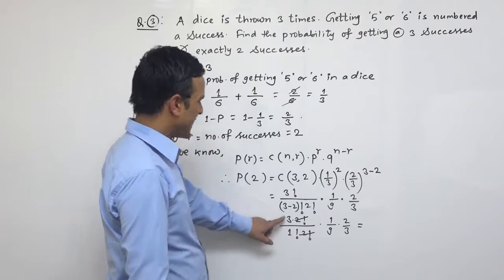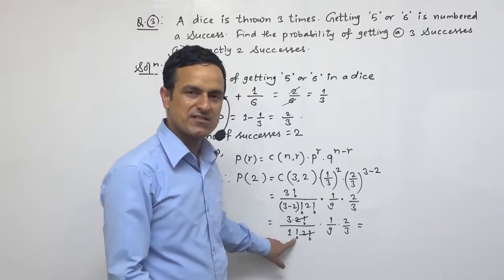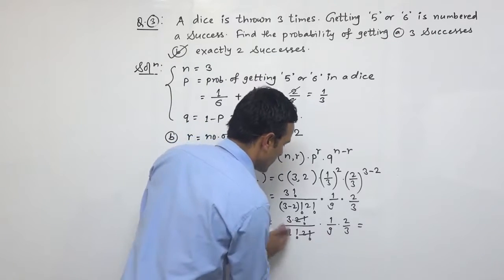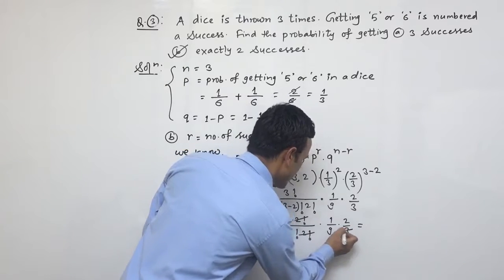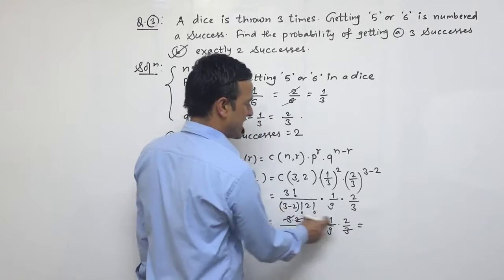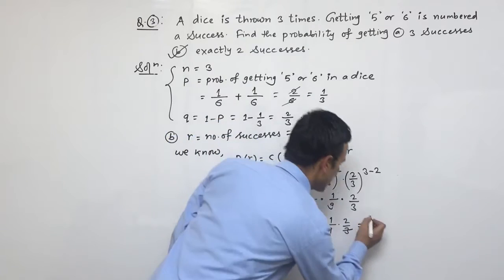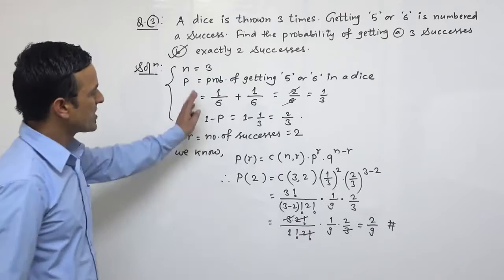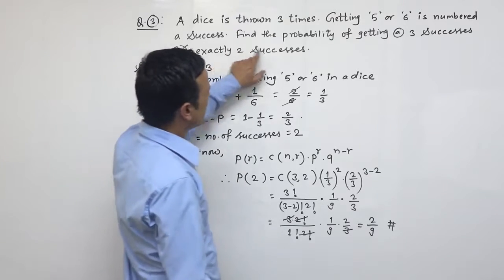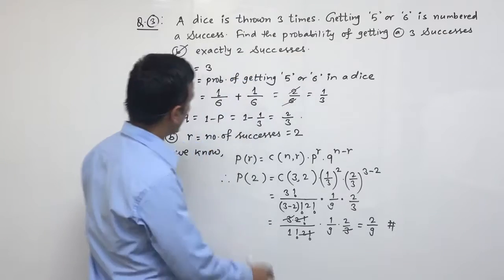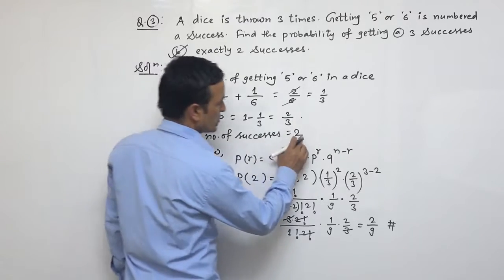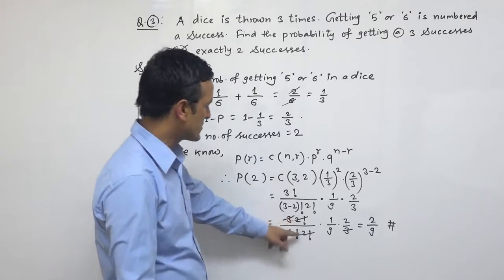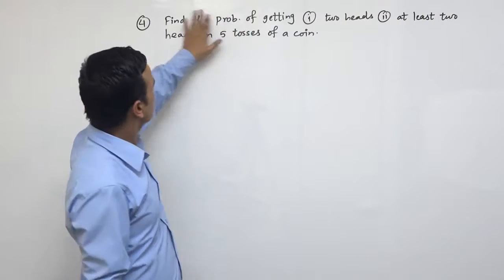So here is only 3. 1 factorial means 1, so it is not necessary to mention over here. So 3 and 3, again we can cancel 3 and 3. So the answer is 2 upon 9. This is the required solution for getting exactly 2 successes. So in the place of R, we should write 2, and by using this same formula we can find out the required sum. We are doing another problem.